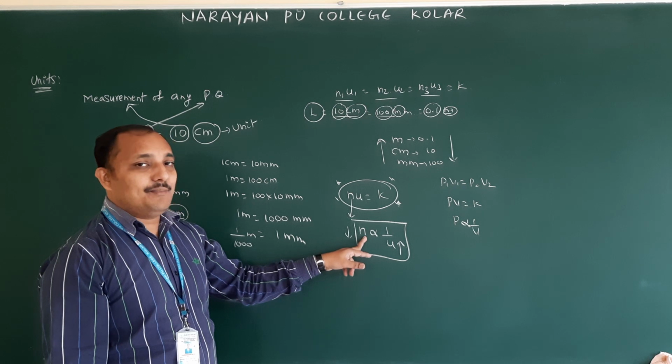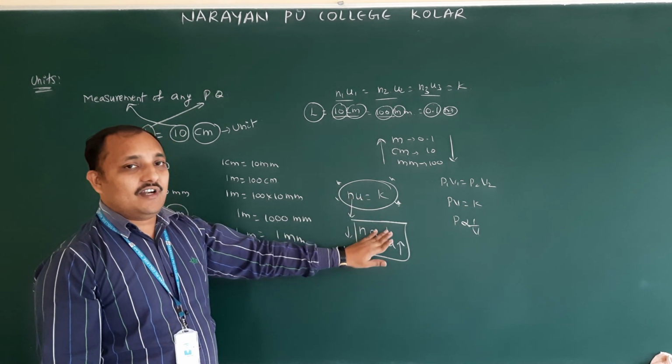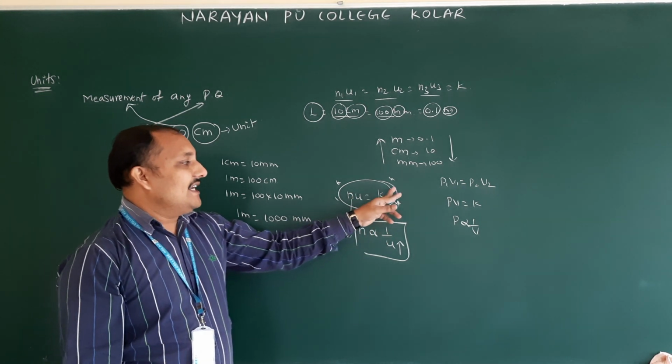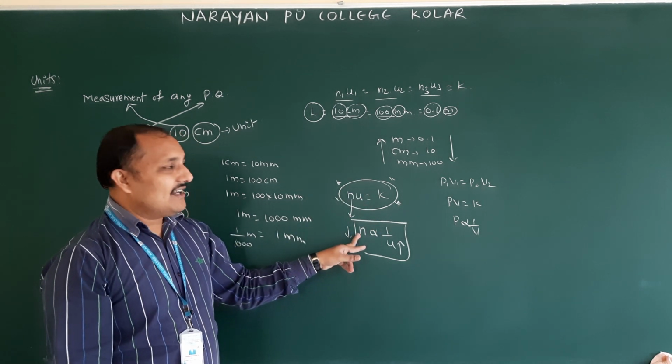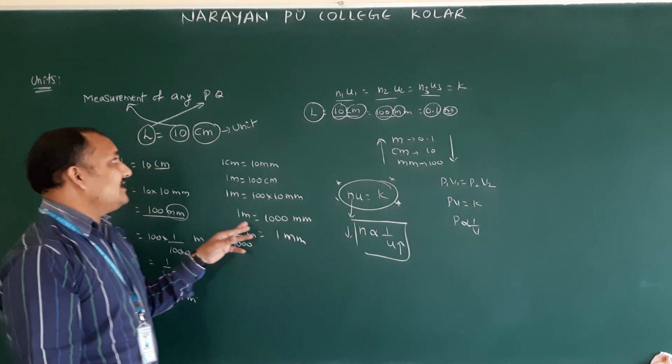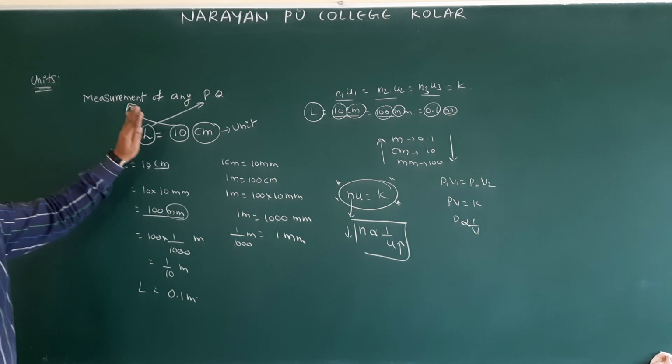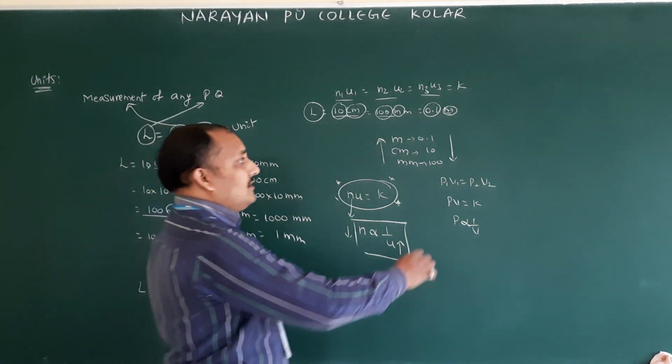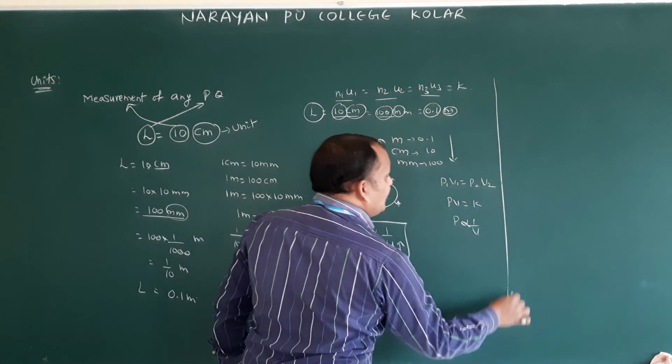Okay, this formula is important only for competitive exams, not required for PU. Okay, if the unit is increasing, the numerical value is decreasing. So this is the definition of unit, and different types of units we will see now. So a system of internationally accepted units.